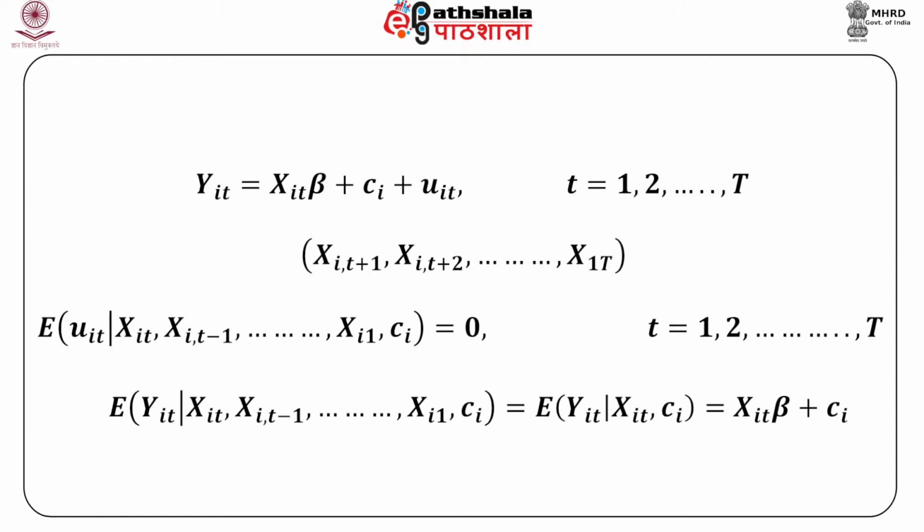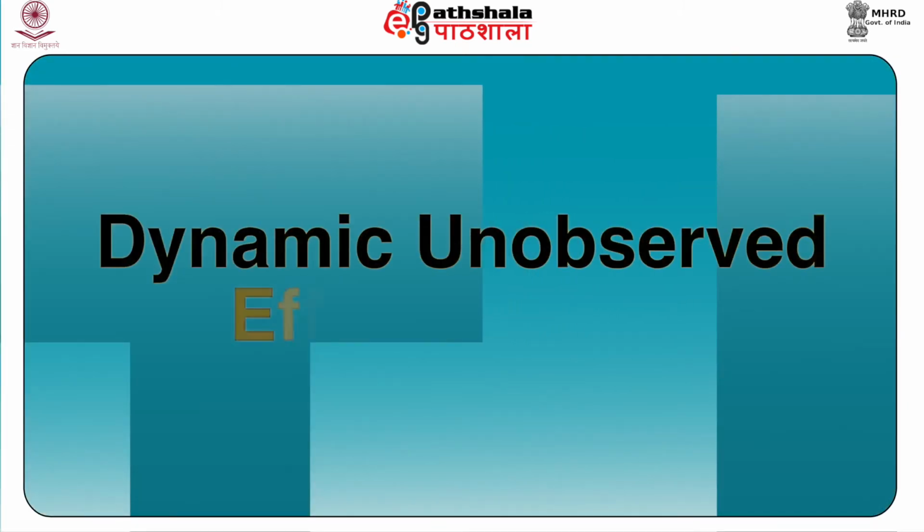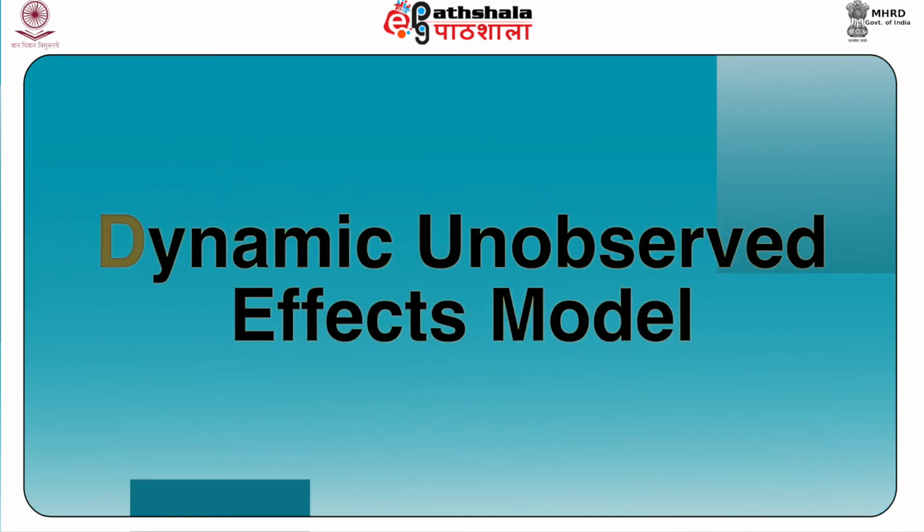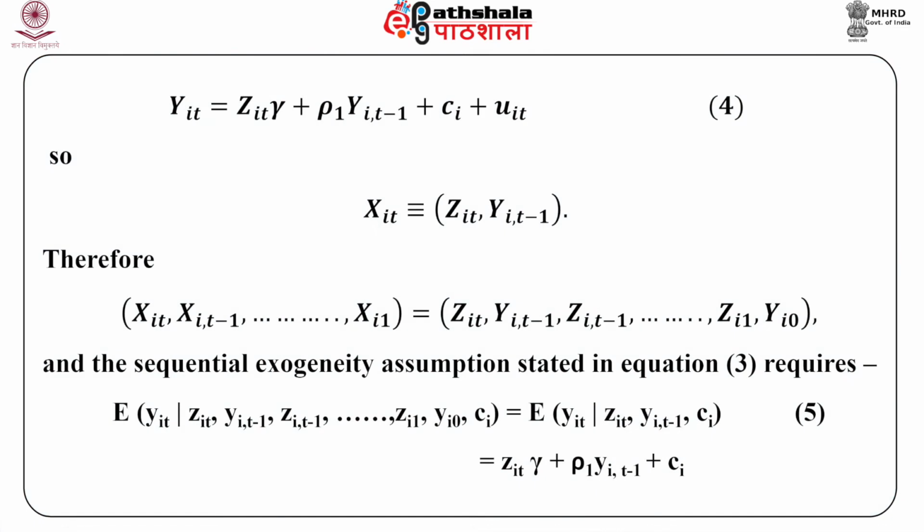This equation says after X_it and C_i have been controlled for, no past values of X_it affect the expected value of Y_it. It is more natural than a strict exogeneity assumption, which requires conditioning on future values of X_it as well. Let us now understand the dynamic unobserved effects model. An AR(1) model with an additional explanatory variable is Y_it equals Z_it gamma plus rho_1 Y_i,t-1 plus C_i plus U_it. This is our equation 4.